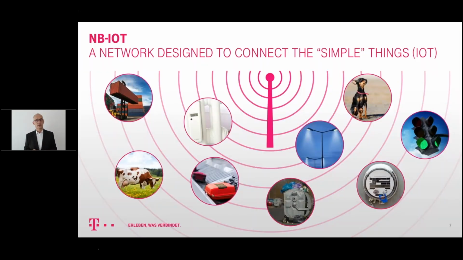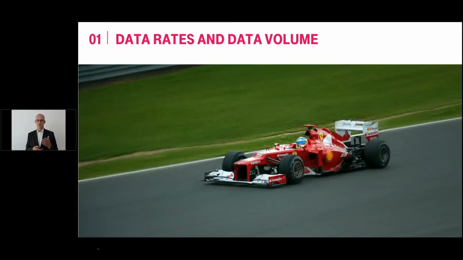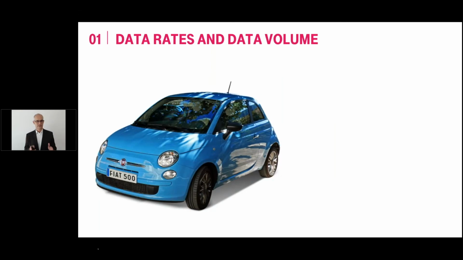Well, first of all, NarrowBand IoT is a network. It's a network standardized by 3GPP, and it was designed to connect simple things, IoT devices. When you talk about a network, of course, the first question will be data rates and data volume. Now, what could come into your mind? Of course, high speed. You talk about LTE, it's going up more and more. But I would like to give you a picture about NarrowBand IoT that's quite different from that one. It's more about small cars, and it's about mass volume business.